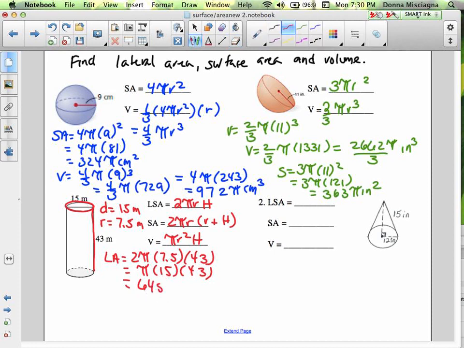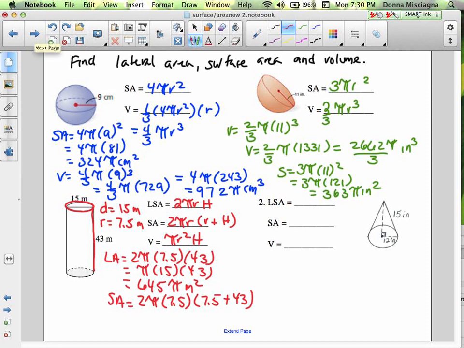6, 4, 5 pi meters squared. Right, for the surface area, let's use our factored formula, which would be 2 times pi times 7.5, because that's going to become 15 right away again. And then 7.5 plus 43.